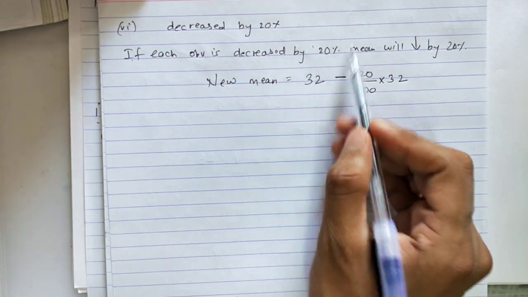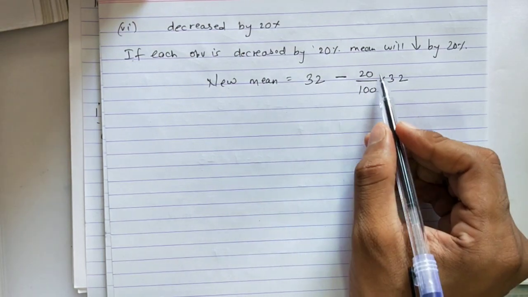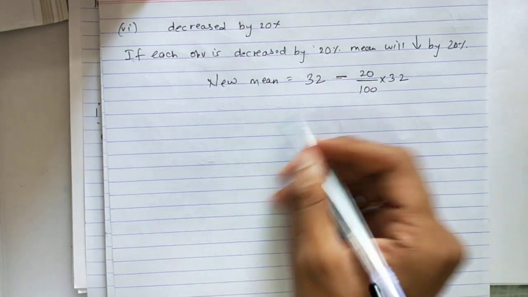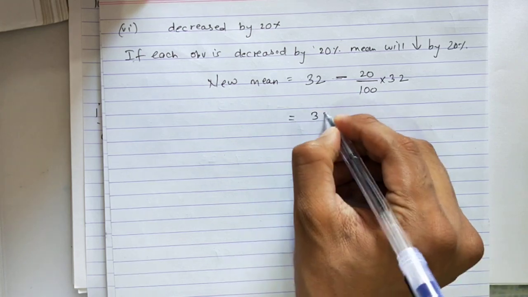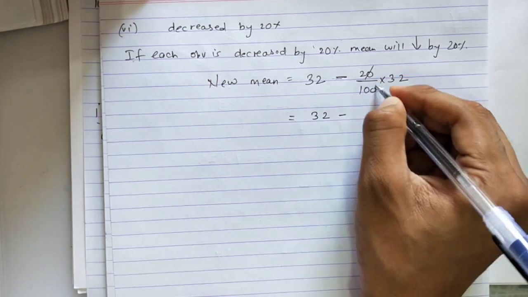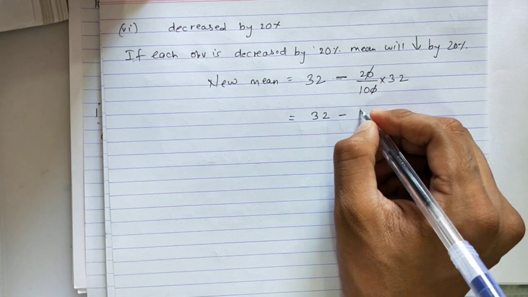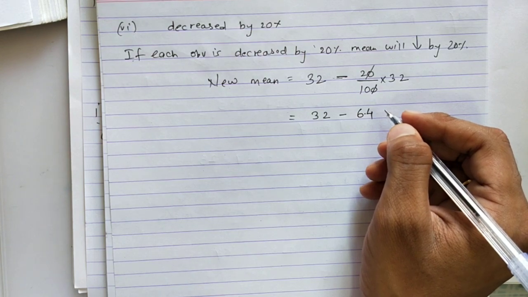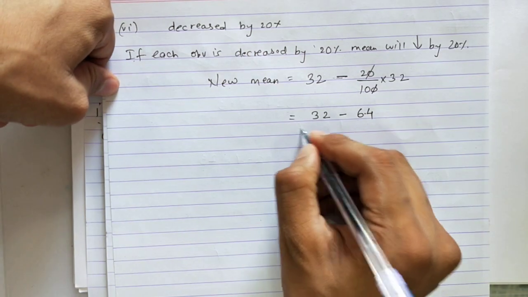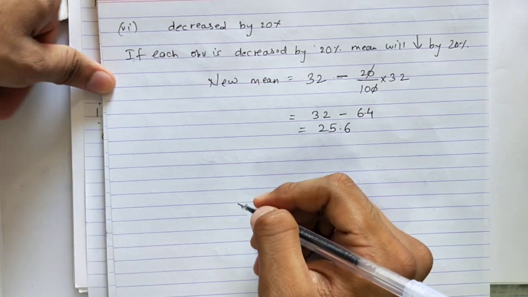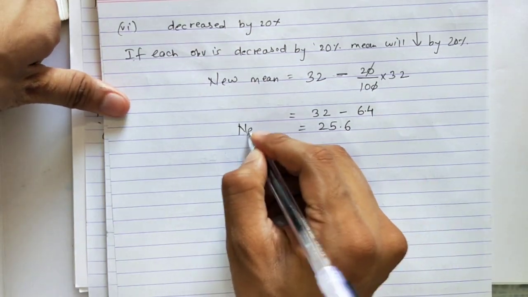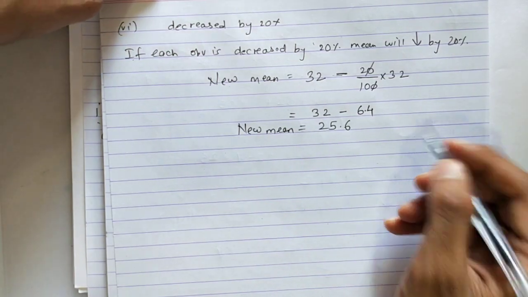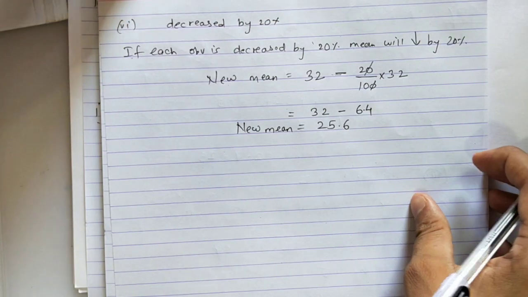Because decrease by 20%. 20% is always of the original number. Okay, so 20% of 32, whatever value you get, will get decreased from 32. So you will get the answer as 6.4. Okay, so 32 minus 6.4 will give me 25.6. This is my new mean. With this, we complete question number 7.